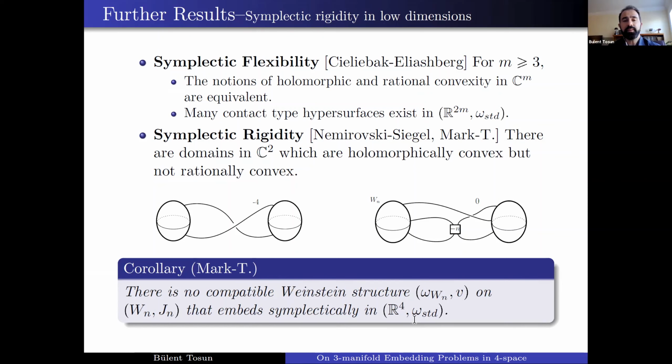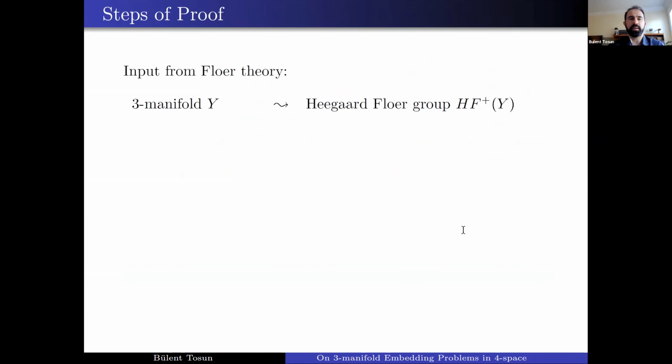Okay, so what I would like to do next is tell you how the proof goes: what goes into obstructing Brieskorn spheres from embedding as contact type hypersurfaces in R4, and also explain how this example goes. Here are the steps of the proof. Our input will be Floer theory. Even though we will primarily use Heegaard Floer theory, there is a part where we have to use an important result in monopole Floer homology. Without that, there is no way we can proceed.